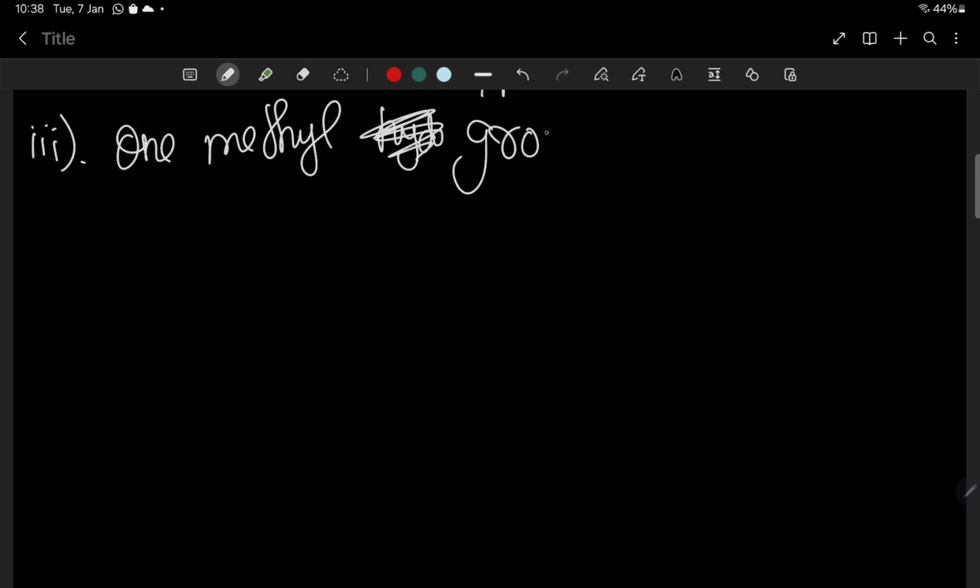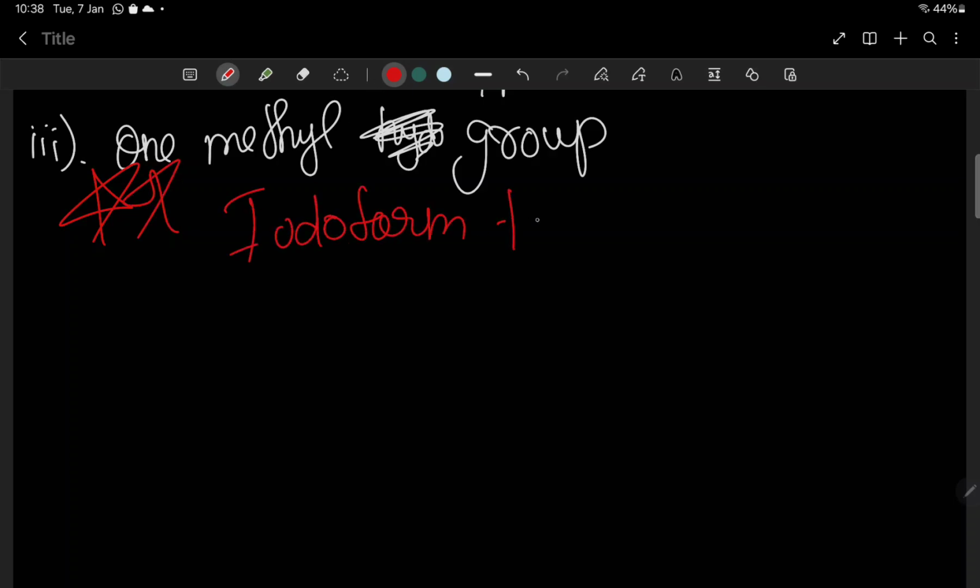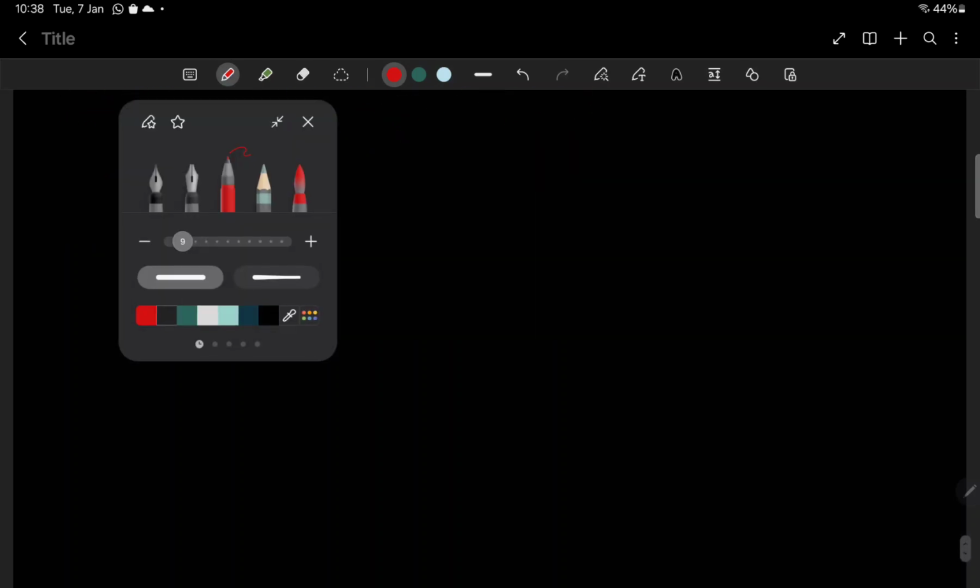So now the next test is for aldehydes and ketones having at least one methyl group. This is the important thing for the iodoform test. One methyl group.